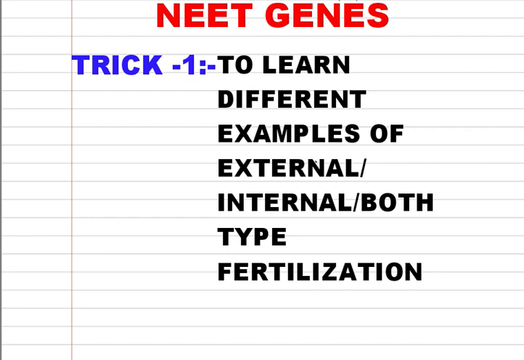Today we are going to study the trick to learn different examples of external, internal or both type of fertilization. This trick will help you to memorize the names of phyla which show these types of fertilizations as mentioned in the class 11 NCERT book. So let's proceed directly into the trick.